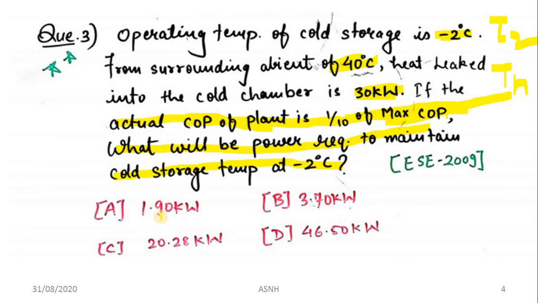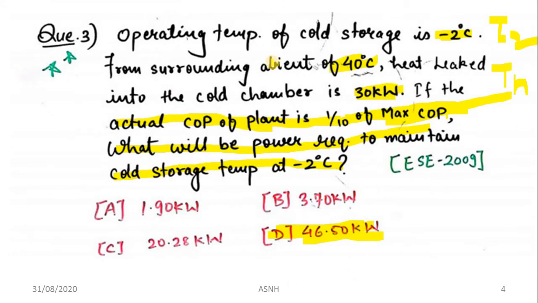So these are the options: 1.90 kilowatt, 3.70 kilowatt, 20.28 kilowatt, and the fourth one is 46.50 kilowatt. Here they mention 30 kilowatt as the value of Q2. Finally we have to calculate the power required. So the correct answer is 46.50 kilowatt. How it comes, we will discuss here.